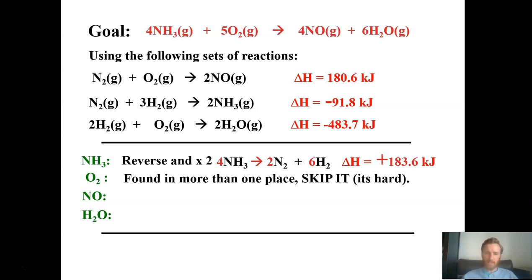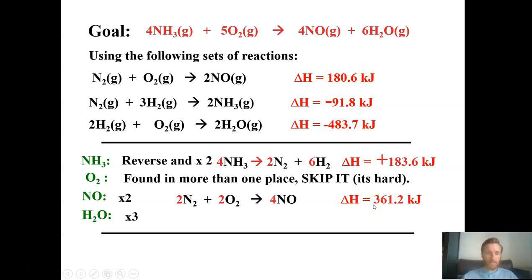The oxygen, well, it's found in more than one place, so we're going to skip it. Also, a lot of these come from combustion reactions. And in a combustion reaction, normally you have more than enough oxygen, it's in excess. And normally the oxygens take care of themselves when you start cancelling out anyway. So the NO, in order to get NO, we need to multiply the top one by 2 to make sure that we have 4 NO on the product side. So we need to make sure that we multiply the 180.6 by 2.